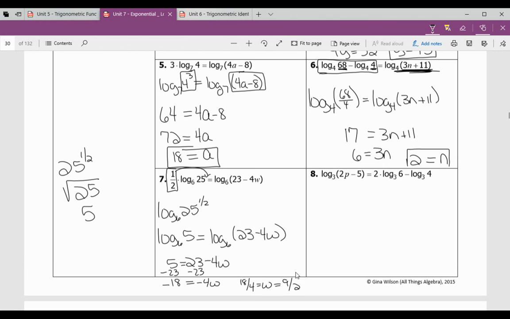Now, the only place you have to check that answer is here. Does 23 minus 4 times 9 over 2 stay positive or not? Okay, so we can keep 9 over 2 as our answer.